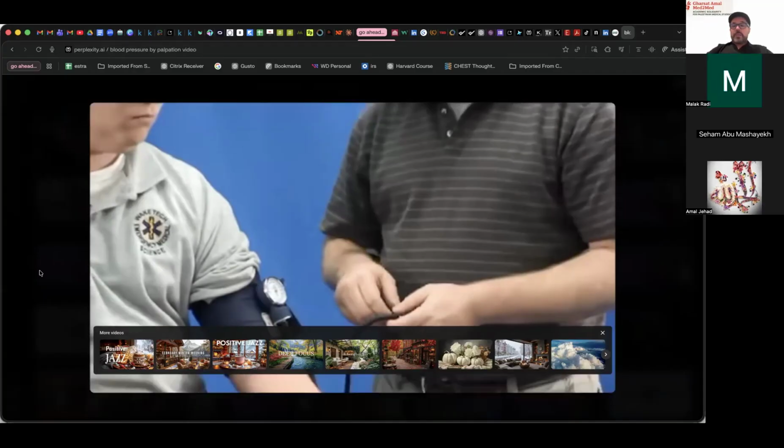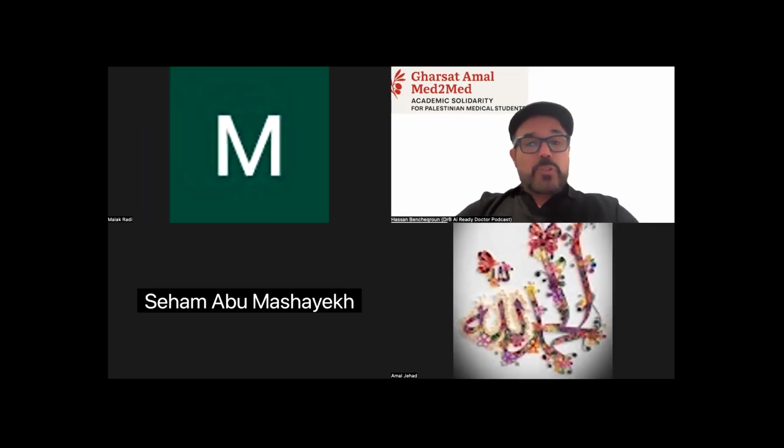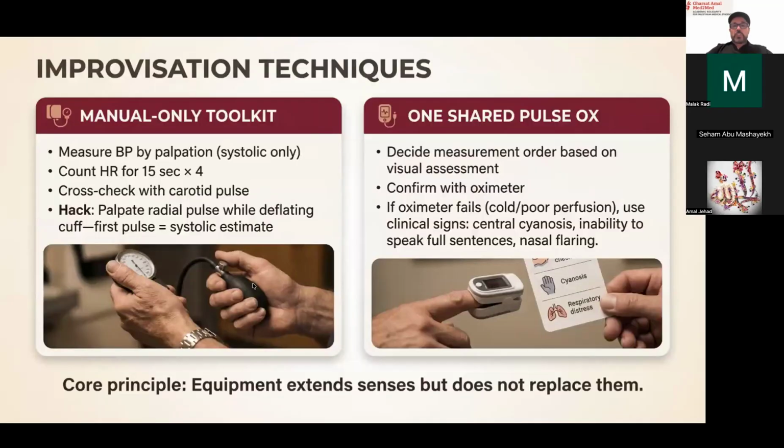Understood? Can you repeat it? Yes, you can do it a second time. But because the pulse does not give you the top and the bottom, you only get one number, which is the systolic. But this is better than nothing, right? So when you do not have a blood pressure cuff that can give you both, then you can use the blood pressure by palpation and you can measure systolic only.